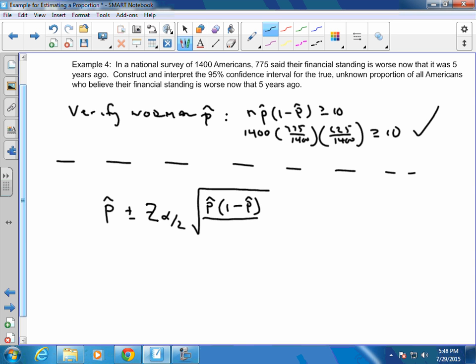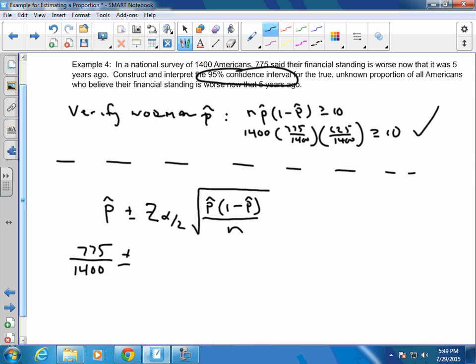So all I'm doing is copying down the confidence interval formula that's provided in our book. And now I've got to try to fit the pieces in. Okay, so like I said, with exact values, we can set this up with exact values if we want to, where p hat is the sample proportion, 775 over 1,400, plus and minus. If it's a 95% confidence interval, that means I have to use a 95% confidence level.